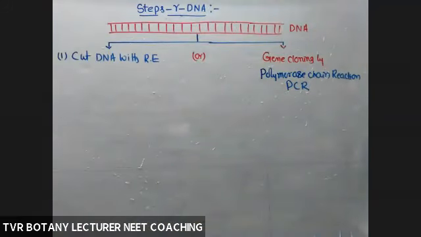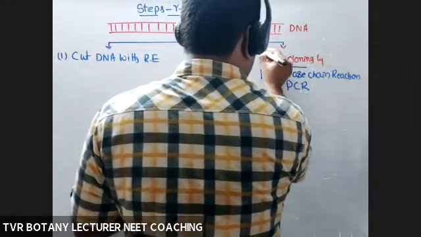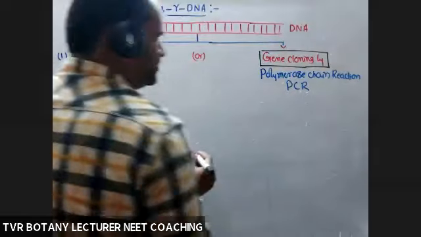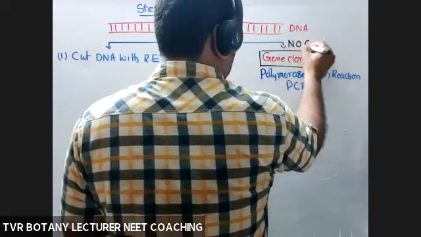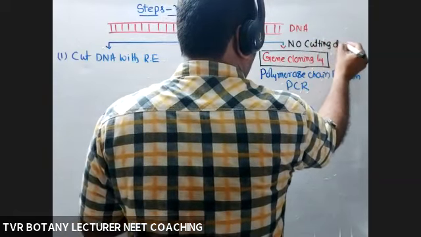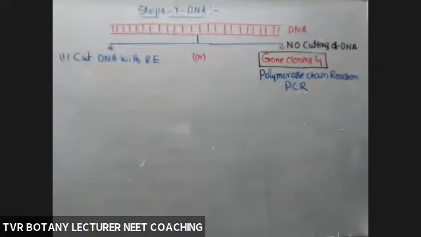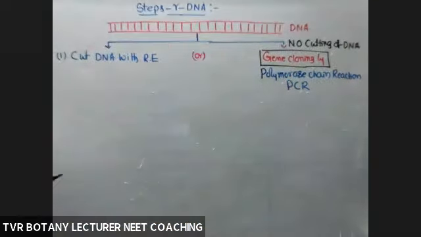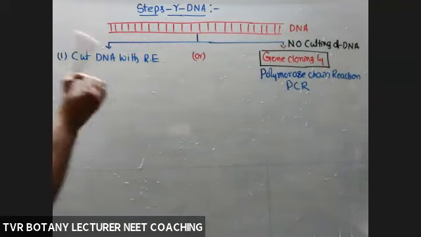Gene cloning by PCR. Here no cutting is required, no cutting of the DNA molecule. In that case, a vector is not required. PCR is enough. We'll see that one later. Come back. Cut DNA with a restriction endonuclease.